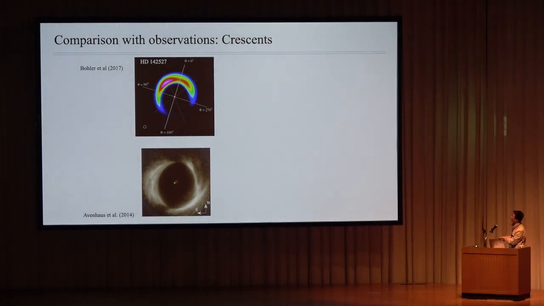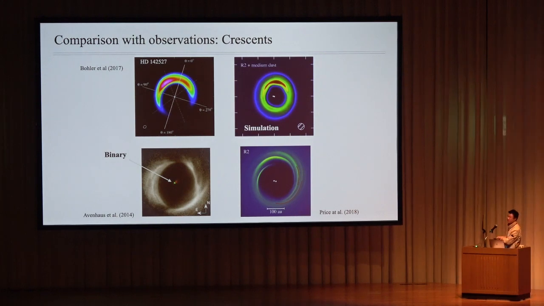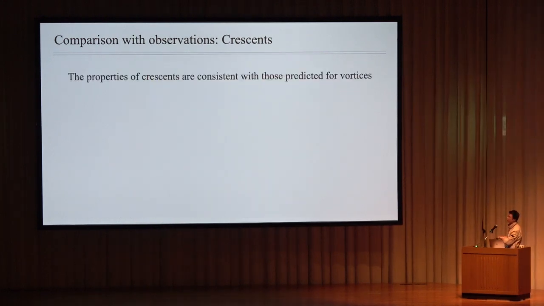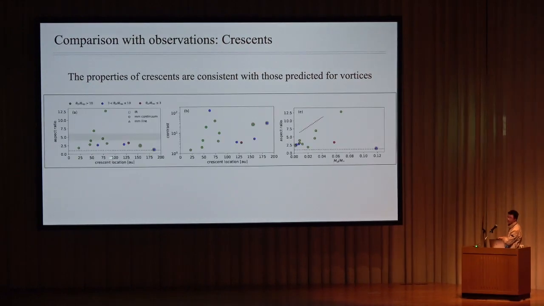So now we move into the crescents. Again, for crescents, the only confirmed mechanism so far is a perturber. For this system, HD 142527, we have a binary at the center, and this binary could produce these spirals and this crescent structure. So one outstanding question for the crescents is whether all these crescents correspond to vortices in disks. And so far, it seems the properties of crescents are consistent with those predicted by vortices.